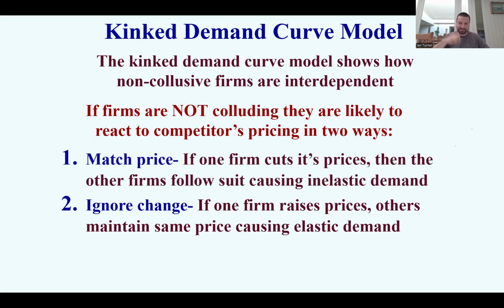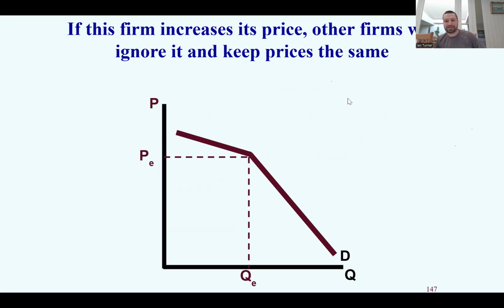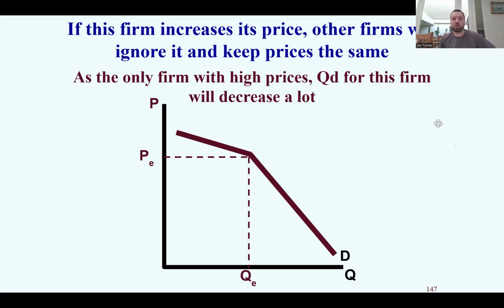And this will cause elastic demand. Okay, so we get what's this kinked demand curve here. This says if this firm increases its prices, other firms will ignore it and keep the prices the same, right? As the only firm with high prices, quantity demanded for this firm will decrease a lot.